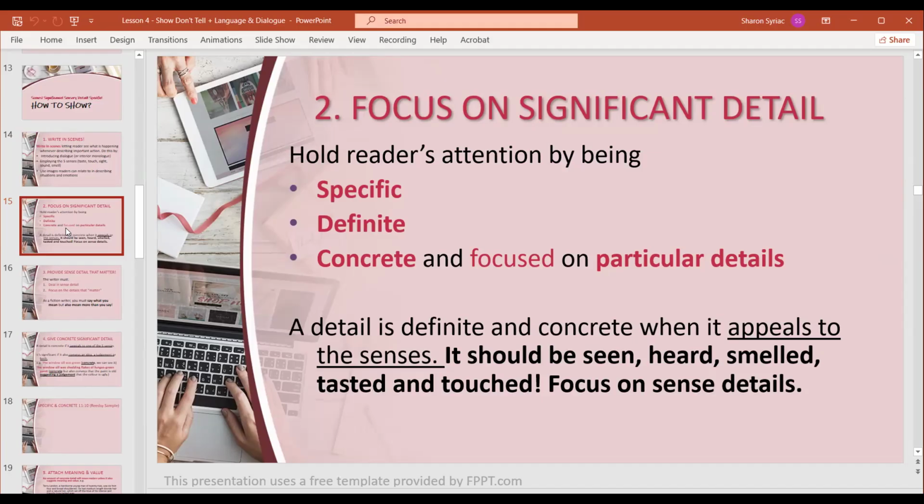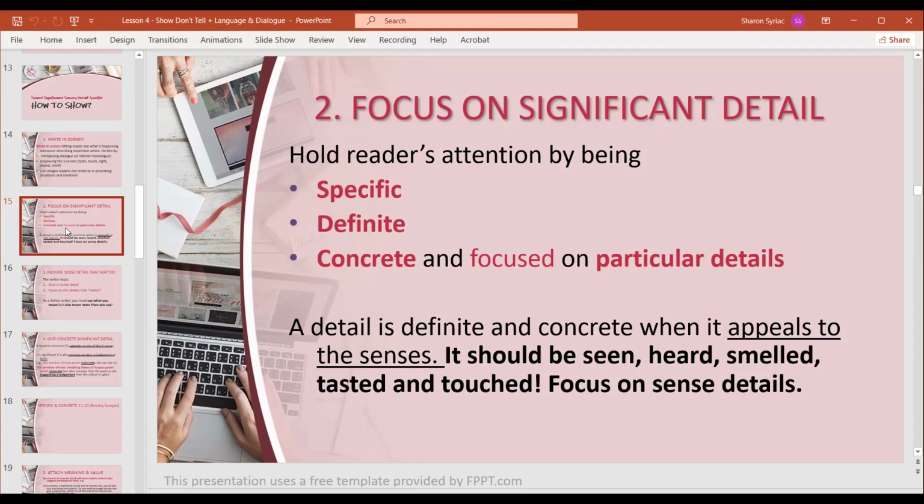Focus only on significant detail. These things that are specific, definite, concrete, and focused on particular detail, not everything. Don't take your readers through passport control. When you go through every little detail, they will be bored. So hold your reader's attention by being specific, definite, and use concrete language that is focused on particular details.